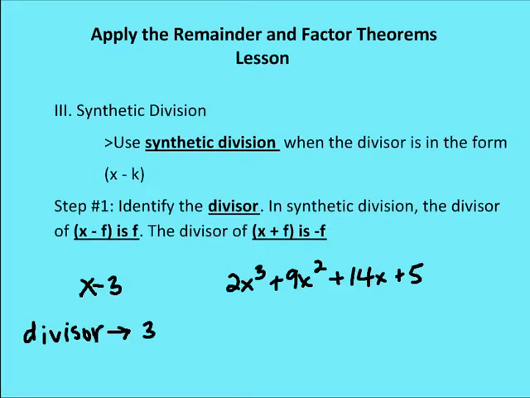Okay, let's talk about synthetic division. We're going to use synthetic division when the divisor is in the form x minus k. What does that mean? Well, I have here my divisor x minus 3. When the divisor is in that form, I'm going to change my divisor for synthetic division to be 3. So if I have x minus 3, my divisor is 3. If I have x plus 3, my divisor becomes negative 3 for synthetic division. So I can say: identify the divisor as a first step. In synthetic division, the divisor of x minus k is k. The divisor of x plus k is going to be negative k.